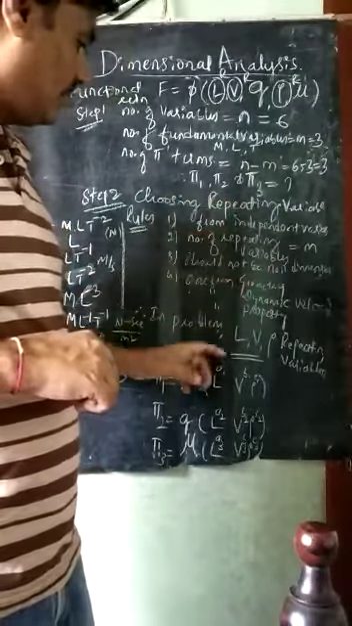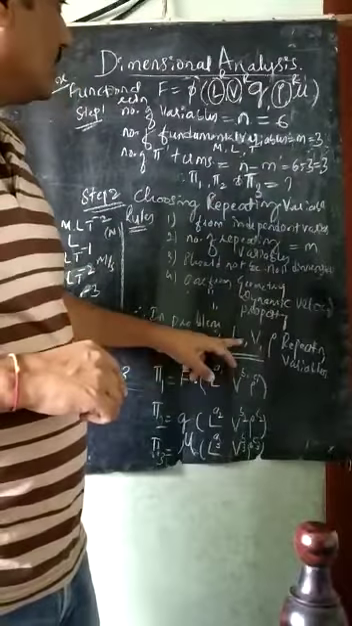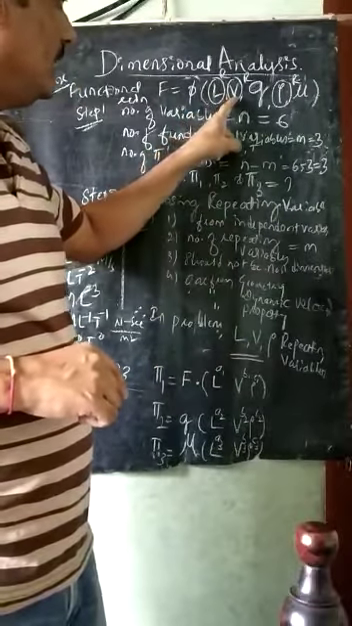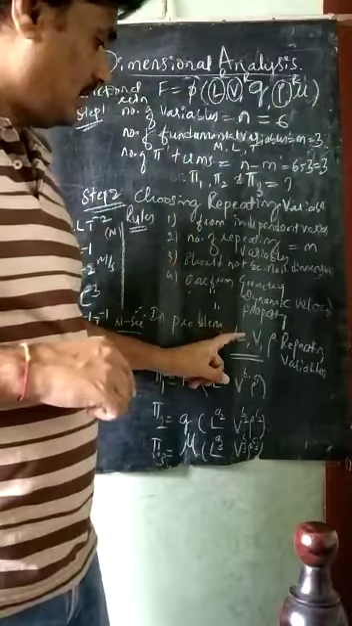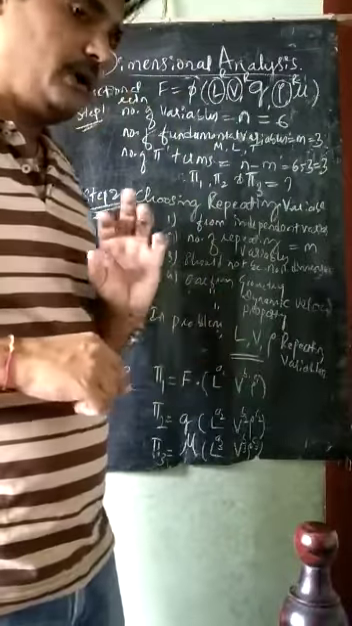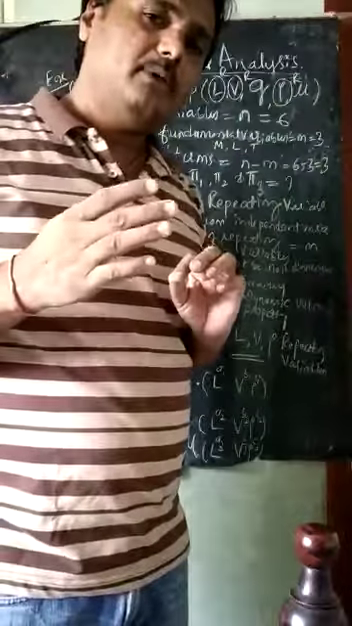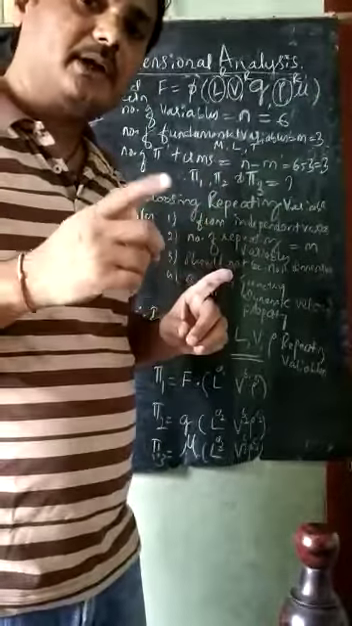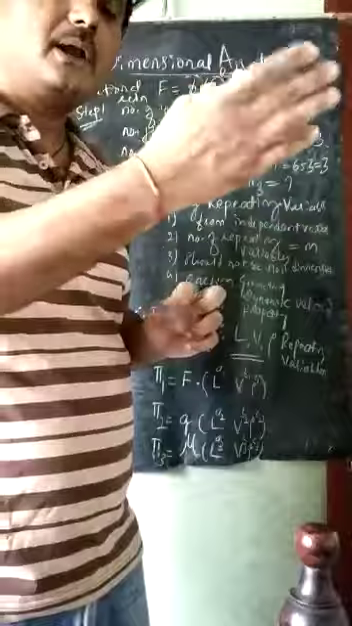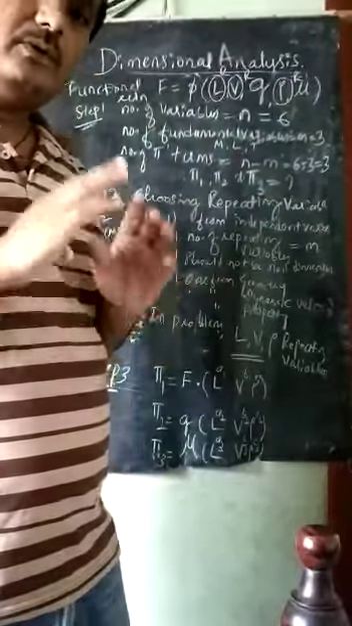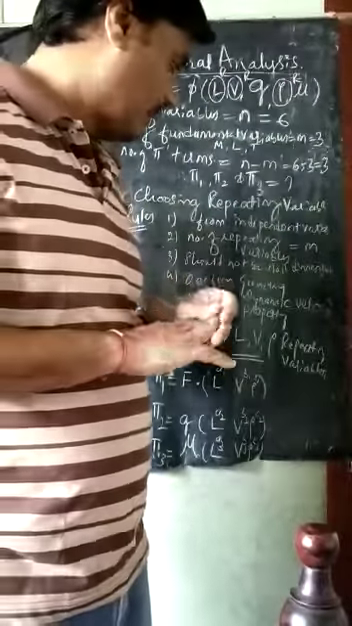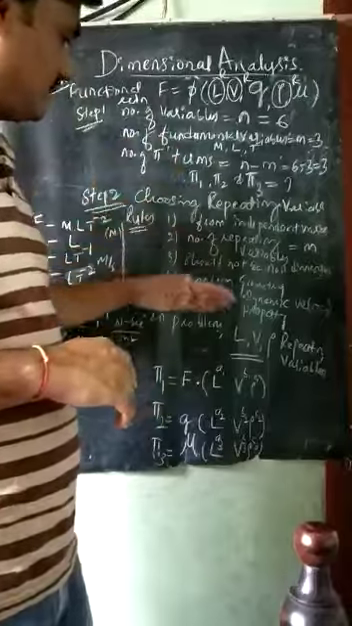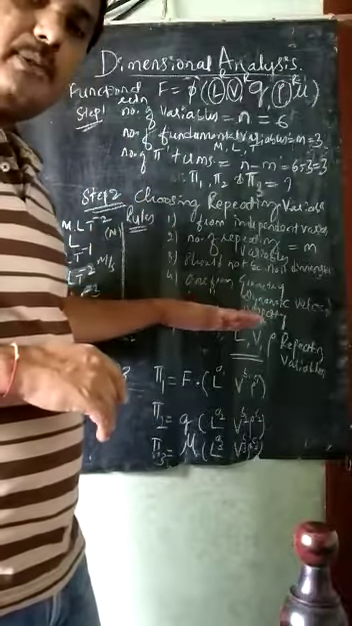So likewise I have chosen three repeating variables here: L, V and rho. Repeating variables means that in all three pi terms, these variables will repeat. That's why they are called repeating variables. By this, step number 2 is completed.